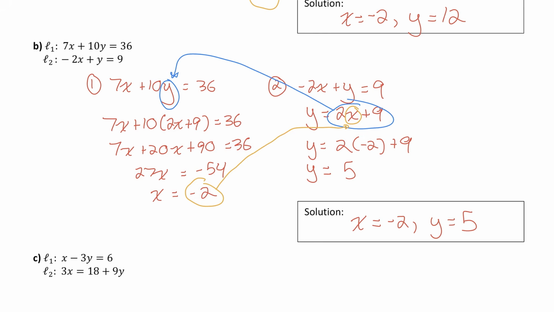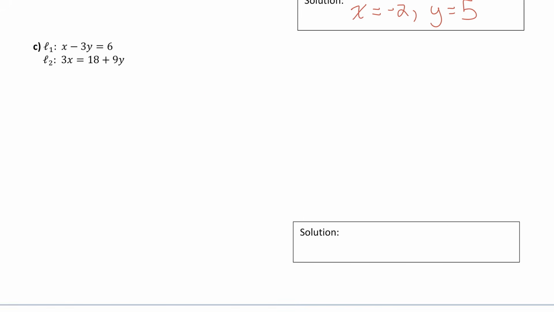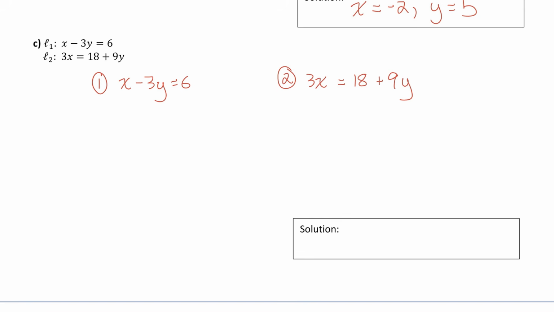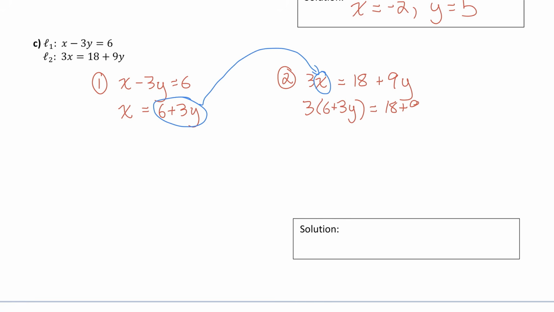Let's do one more substitution. Write the equations beside each other, and now choose a variable to isolate. This x has a coefficient of 1, so that's the one I'll isolate. I've got x equals 6 plus 3y. Take what x is equal to in equation 1, 6 plus 3y, and replace the x in the other equation with that. So I have 3 times (6 plus 3y) equals 18 plus 9y.